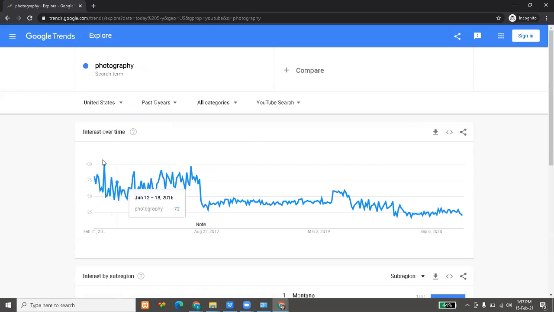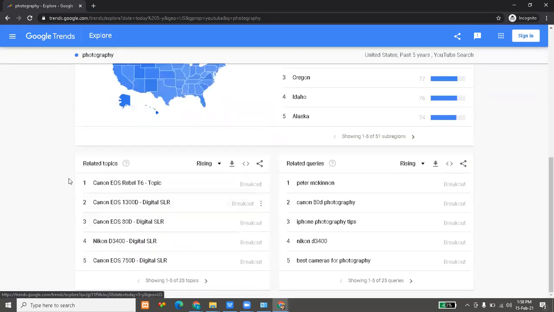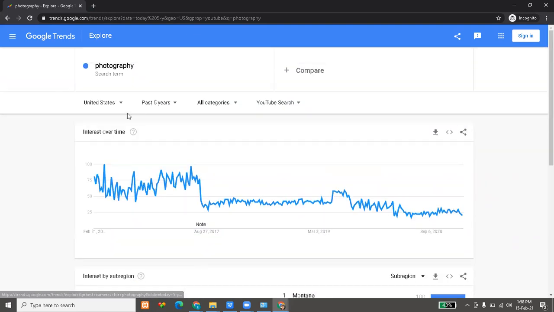But again, don't forget this is just for the United States. You can actually go to different states and different categories. You can check by different categories. So this explores different content ideas from the categories as well. You can see the related things as well. So if you're into photography, you could be doing things like reviews on cameras and videos and all those things. So all these are some ideas.